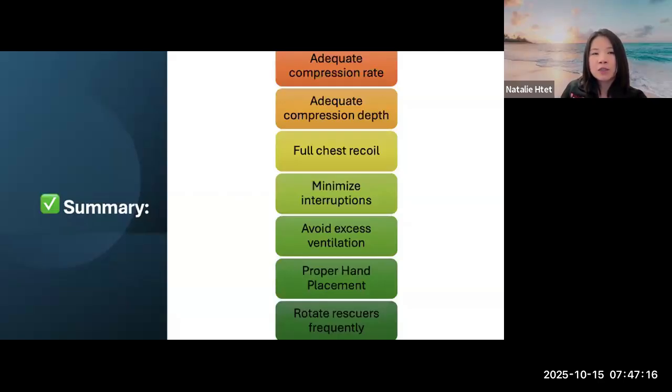The reason hyperventilation is bad is that it leads to a higher intrathoracic pressure, which leads to lower venous return and lower coronary perfusion.